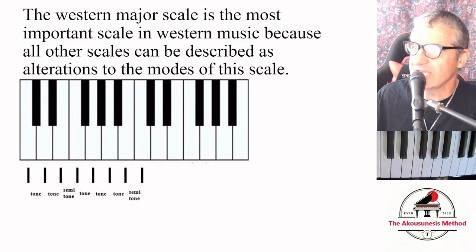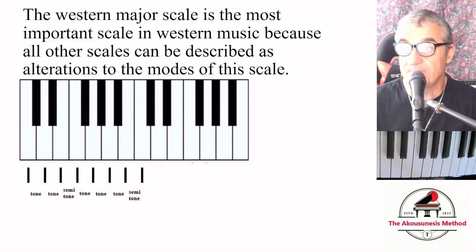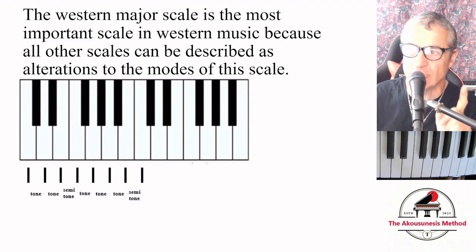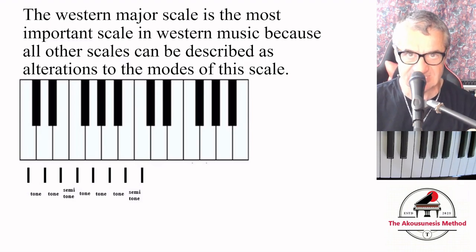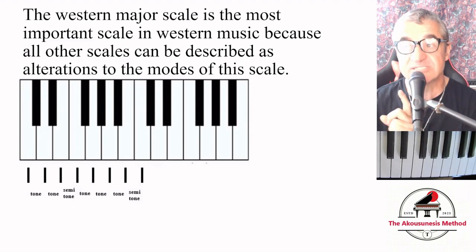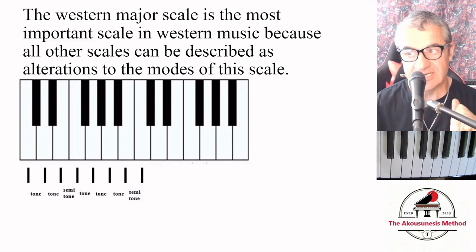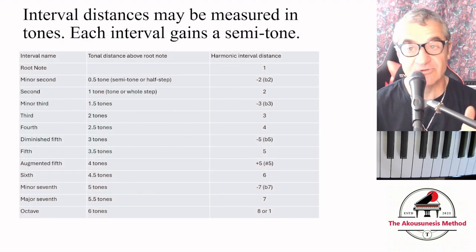The Western major scale is the most important scale in Western music because all other scales can be described as alterations to modes of this scale. Now, I'll explain in a future lesson what that actually means. But I'm not going to tell you now. Something to look forward to.